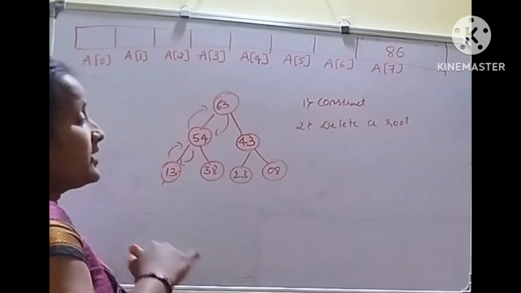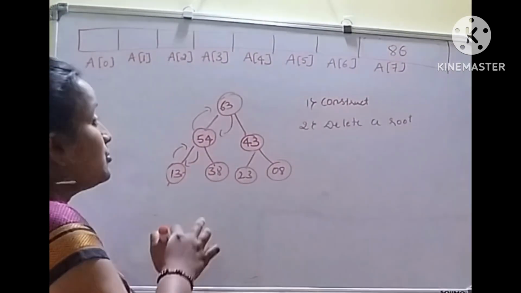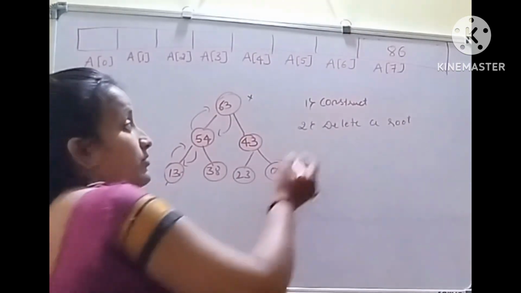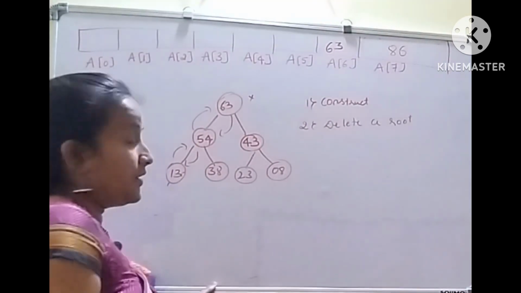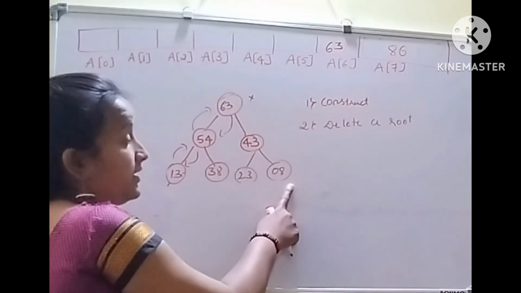Okay, now in the second step we have constructed the tree. The second step is to delete a root node. Again, which is the root node here? 63 is the root node. We just delete this 63 from the tree. We are storing it into the array. Delete this 63, which is the last node among this complete binary tree.